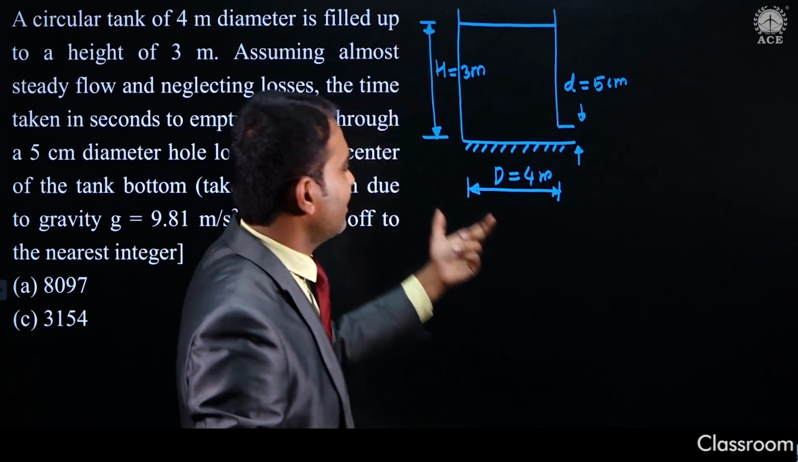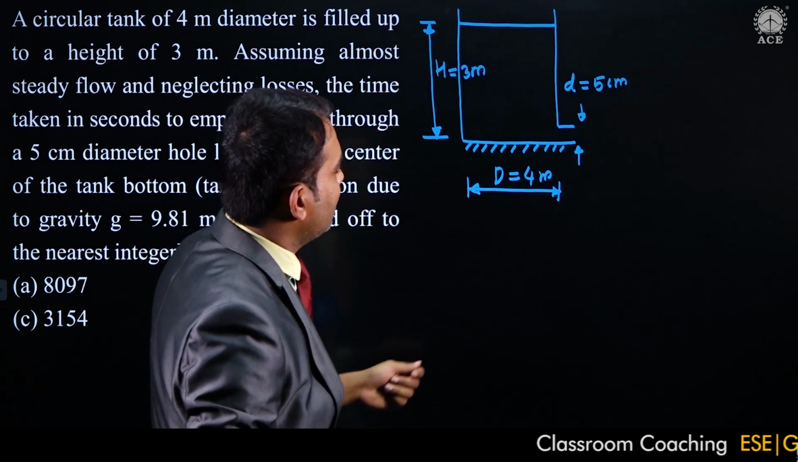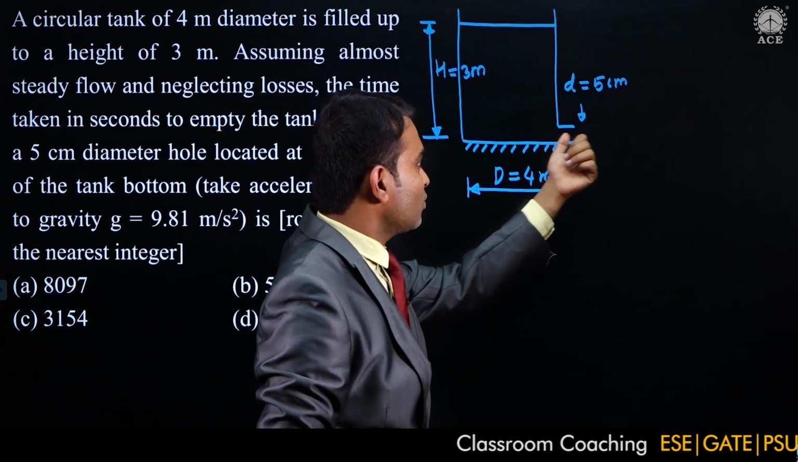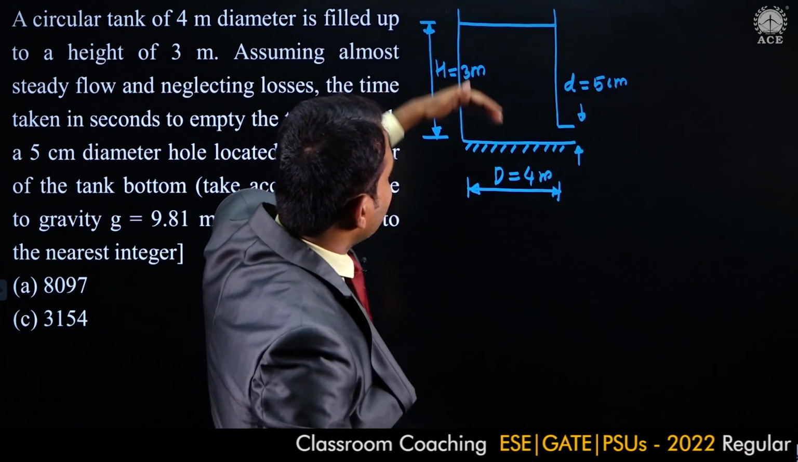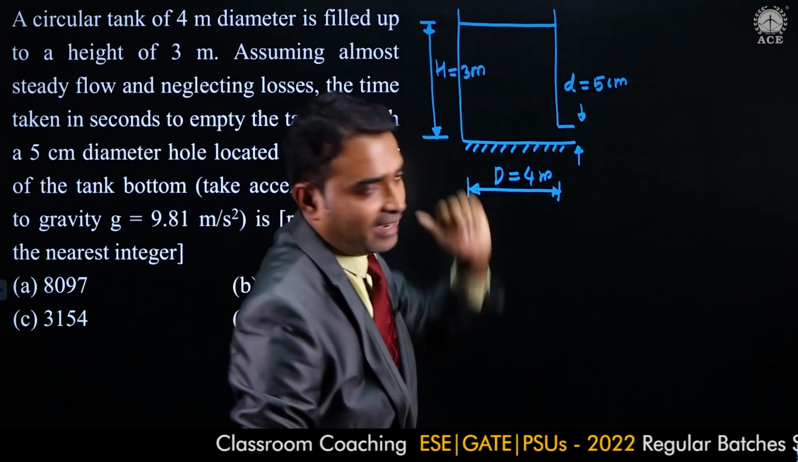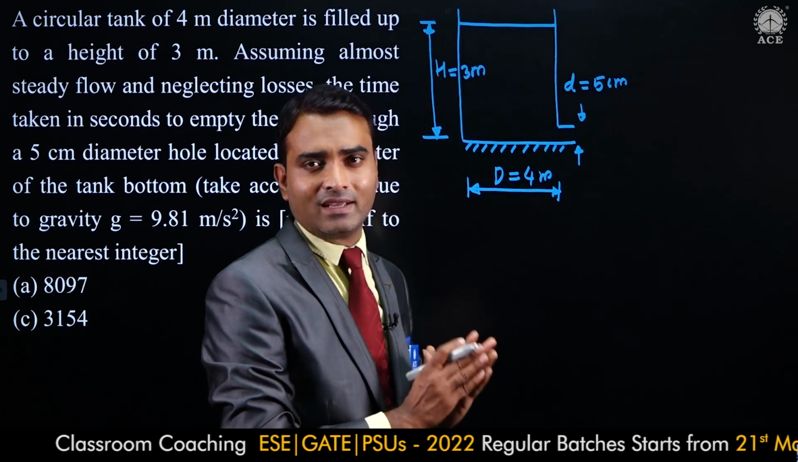There is one tank. Diameter of tank is 4 meter. Height of tank is 3 meter. At the bottom of tank there is orifice. Diameter of this orifice is 5 centimeter. We have to find time required to empty this tank, right? How much time is required to completely empty this tank, that we have to find.